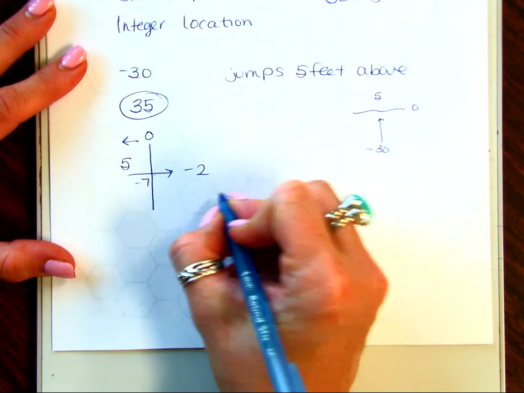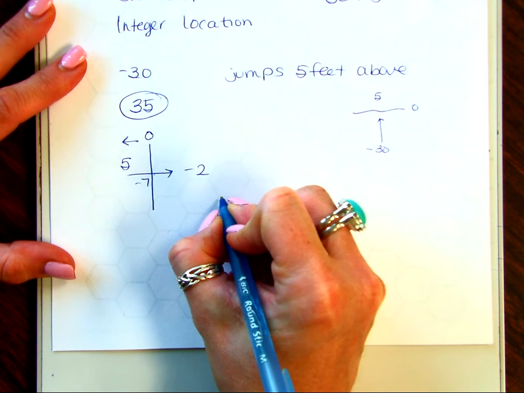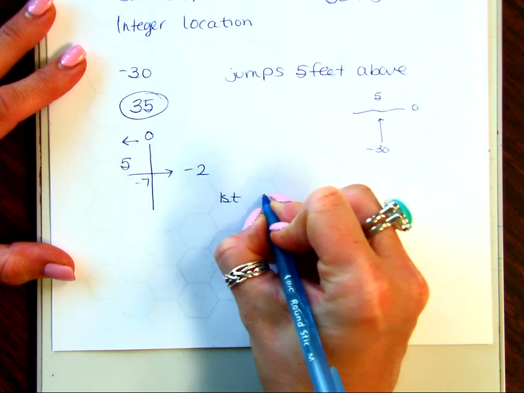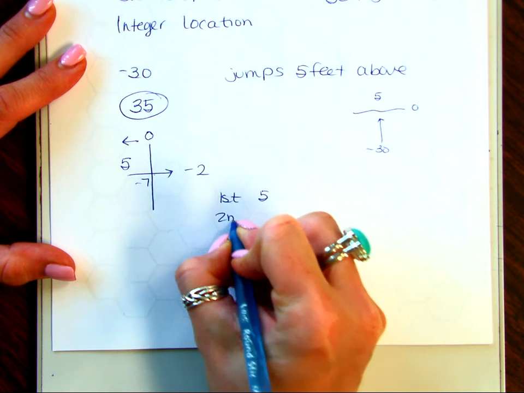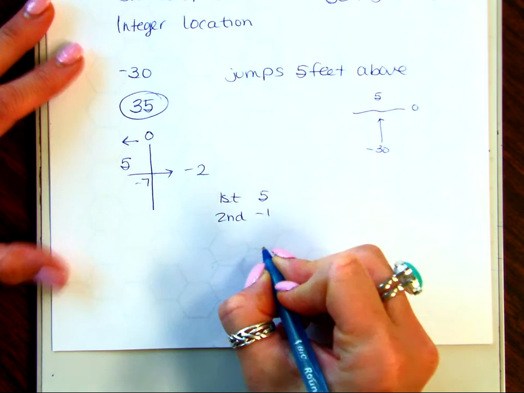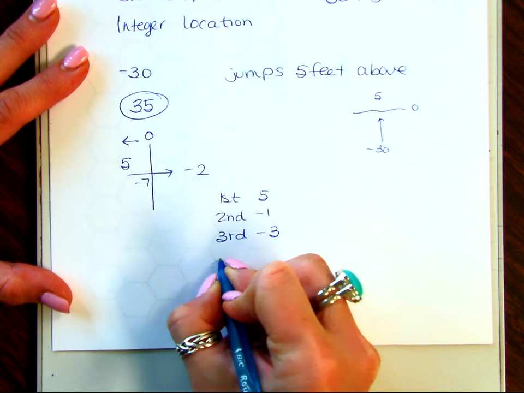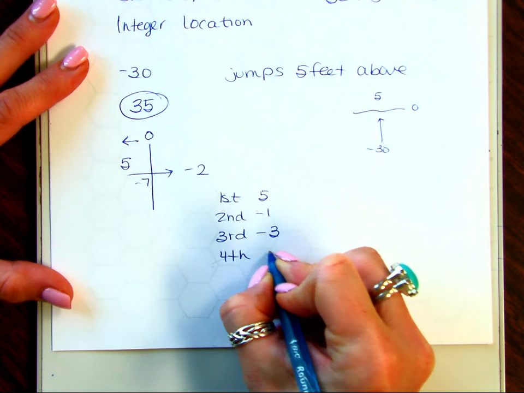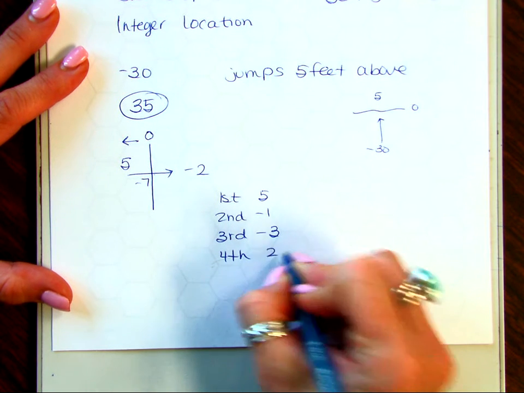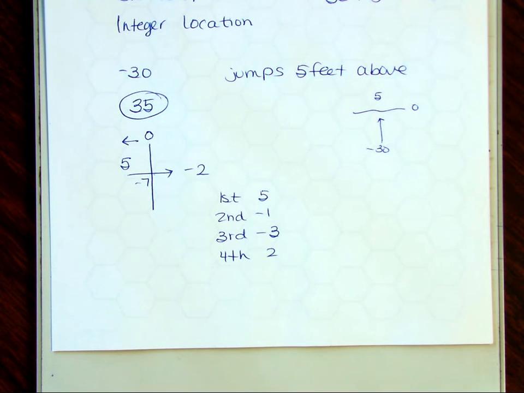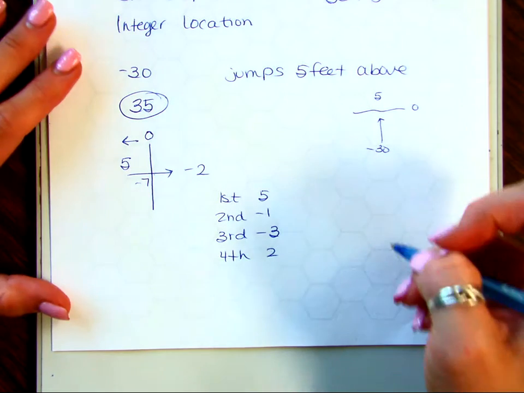So you're going to see problems like a team on the first down, it gained 5 yards. On the second down, it got pushed, it lost a yard. In the third down, it lost 3 yards. And in the fourth down, it had a gain of 2 yards, okay? So then the question is going to be, where are they now in relation to that line of scrimmage?